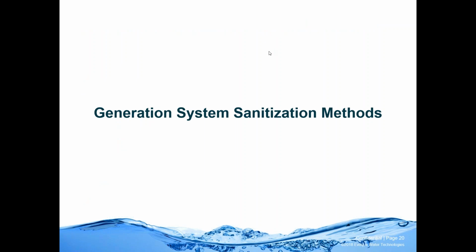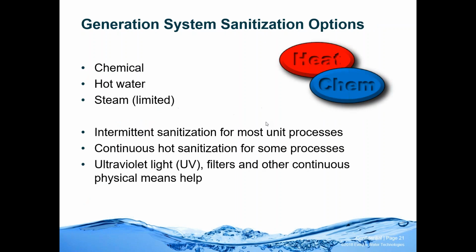Now, let's look at the possible methods for generation system sanitization. It is principally chemical, hot water and steam. Ozone is not here because most generation unit processes are not ozone compatible. And steam is very limited. Activated carbon units used to be done, a lot of them with steam, but hot water has proven to be better and lower cost. So steam is pretty much out of favor in most generation systems.